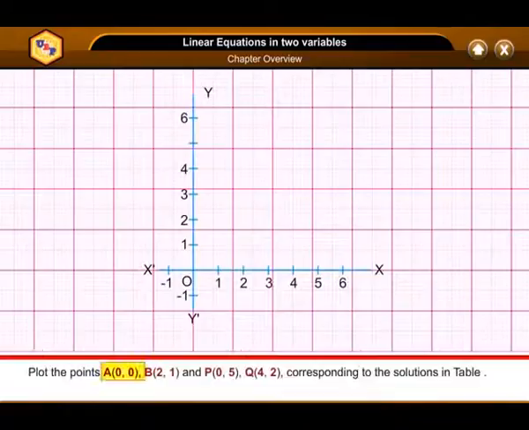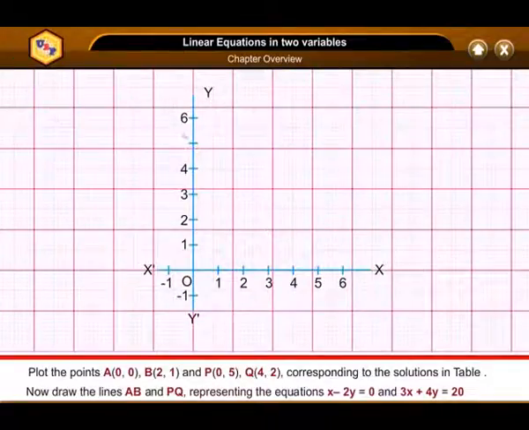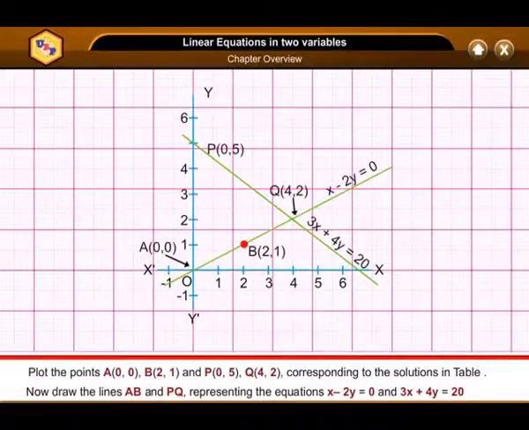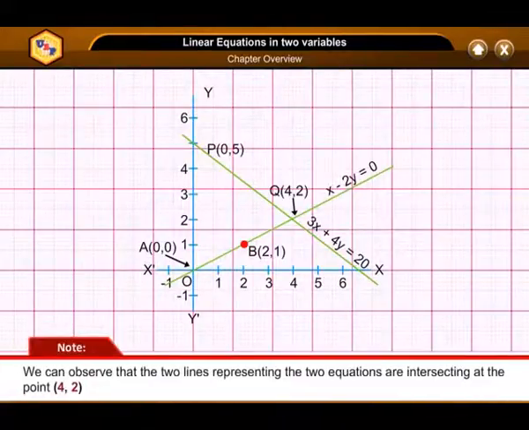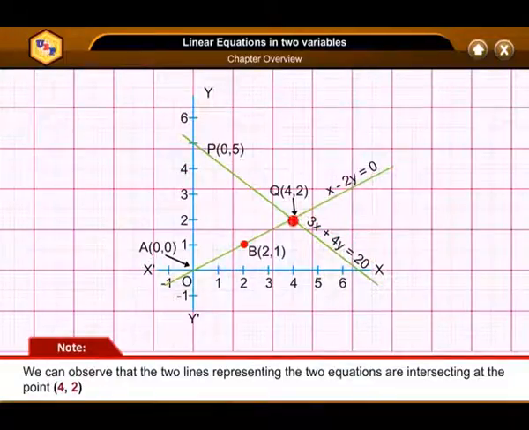Plot the points A(0, 0), B(2, 1) and P(0, 5), Q(4, 2) corresponding to the solutions in the table. Now draw the lines AB and PQ representing the equations x - 2y = 0 and 3x + 4y = 20 as shown in the figure. Note: we can observe that the two lines representing the two equations are intersecting at the point (4, 2).